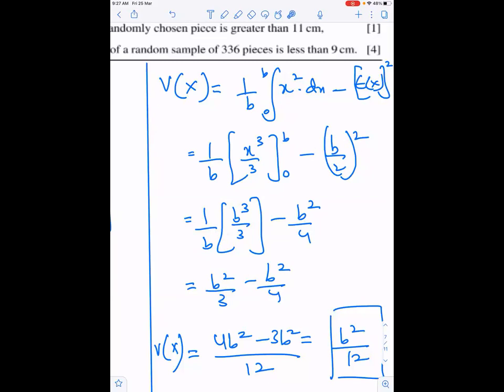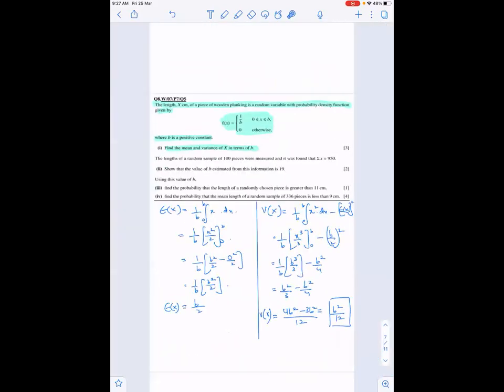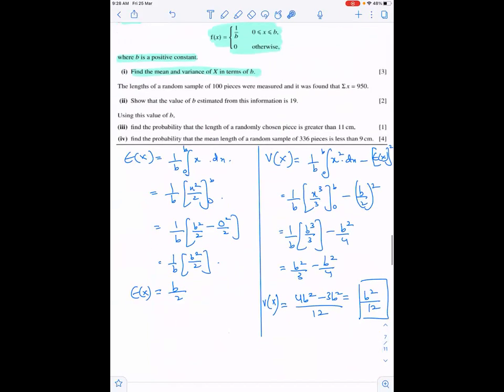What is this part? I'm subtracting the mean square from this. The mean's answer, if you notice, is b upon 2. So minus b upon 2 square, I have to subtract from this. And I've simplified it, taking out the LCM.